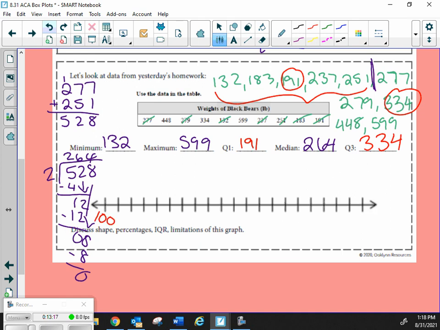And then I'm going to go 1, 2, 3, and then I'm going to put 200. So I'm going to go 1, 2, 3, 300. It's going by 25. 1, 2, 3, 400.